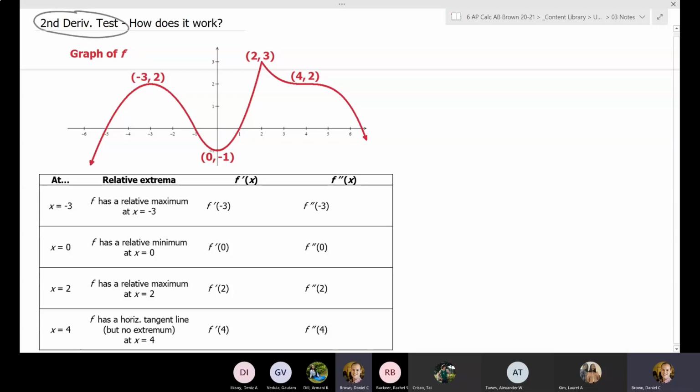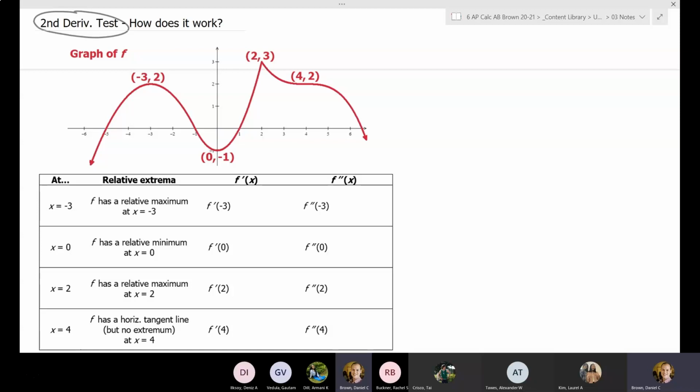We know the second derivative deals with the concavity, but we can actually use the concavity of the graph to help inform us about whether we have a relative minimum or a relative maximum. So I just took that same graph that I have here, and I want to make sure we can identify what the first derivative will be equal to, and then approximate what the second derivative is equal to, and see how the second derivative test works from there.